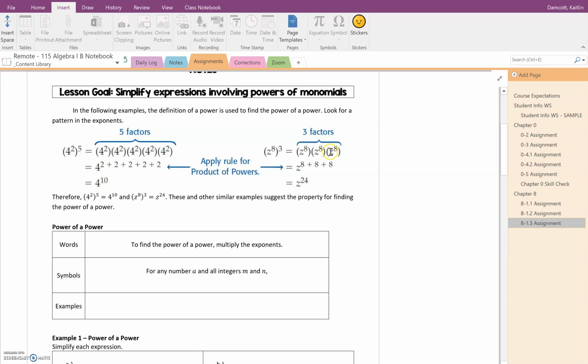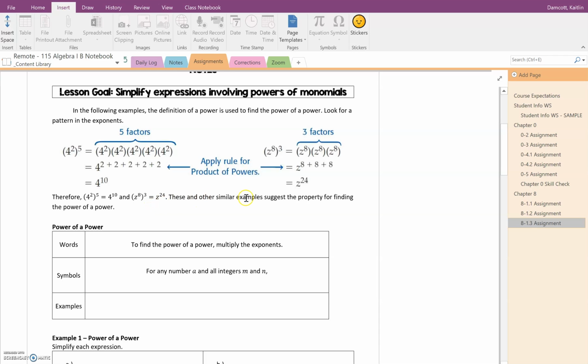Now we're going to take a look at the second example. Here we have z to the 8th power raised to the 3rd power. For this, we're going to have 3 factors of z to the 8th. Just like in the previous example, we apply the rule for the product of powers. Since the base is the same, we keep the base as z, and then we have 8 plus 8 plus 8, which gives us 24. So we started with z to the 8th raised to the 3rd power, and the simplified answer was z to the 24th.